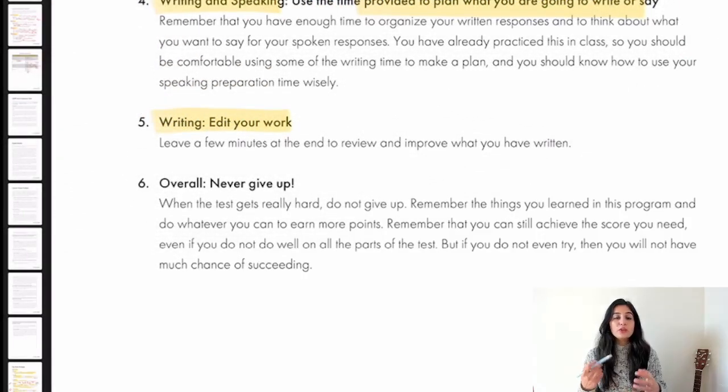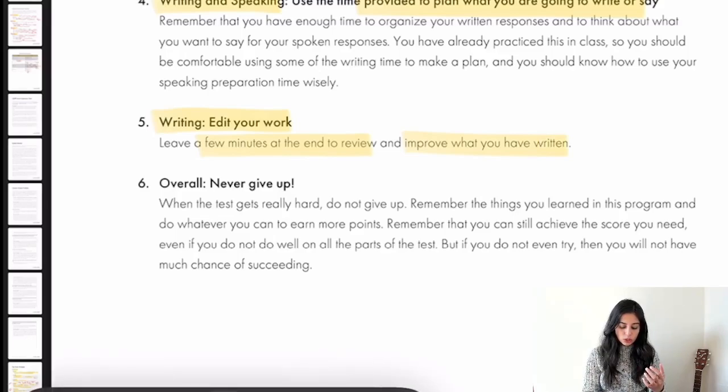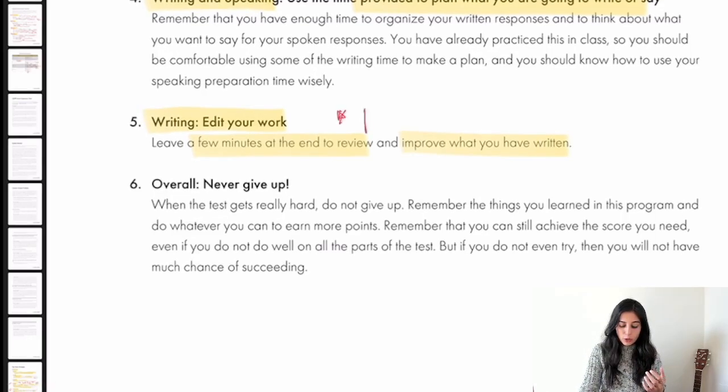In case of writing, you have the opportunity to edit your work unlike the speaking test. So leave a few minutes at the end to review and improve what you have written. So this is something you have to keep in mind. Proofread your answers.